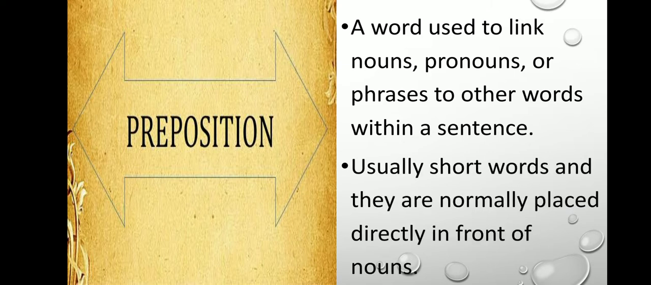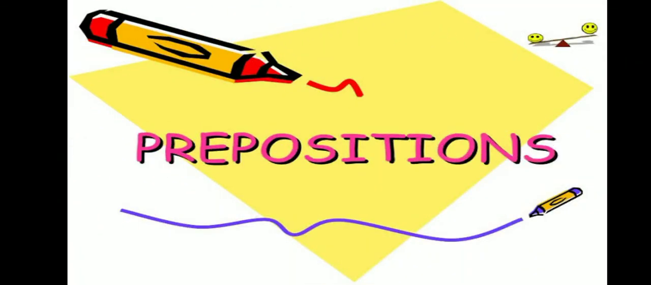Prepositions are usually short words and they are normally placed directly in front of nouns. In some cases, you will find prepositions in front of gerund verbs. A nice way to think about prepositions is as the words that help glue a sentence together. They do this by expressing position and movement, possession, time, and how an action is completed.